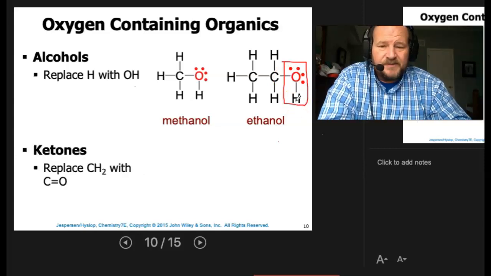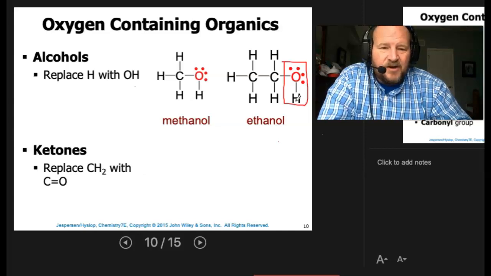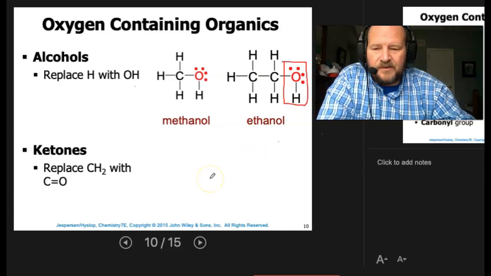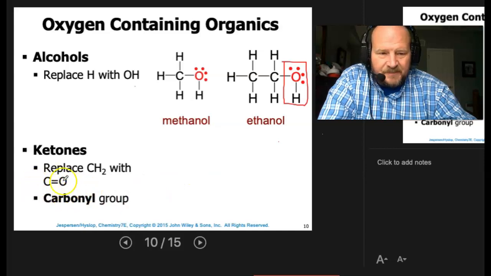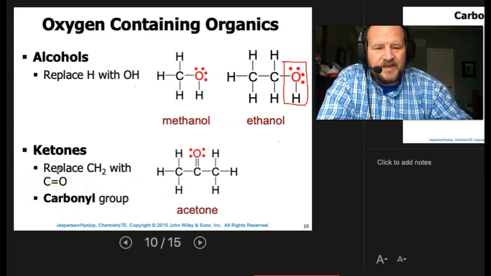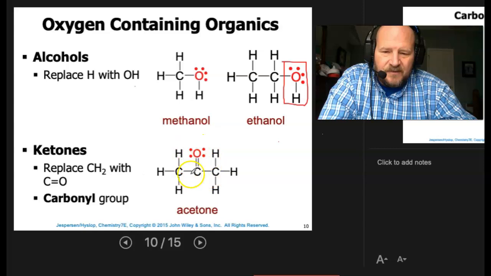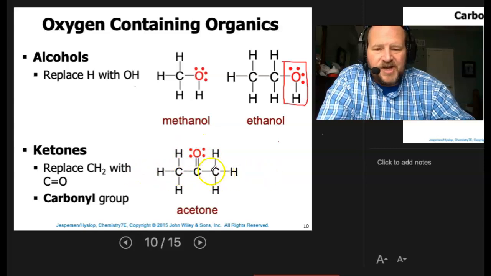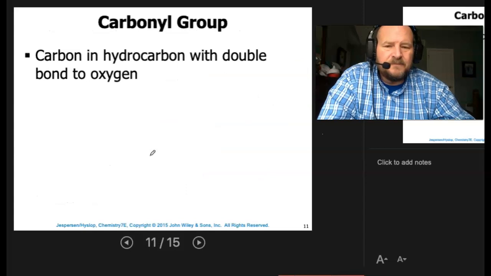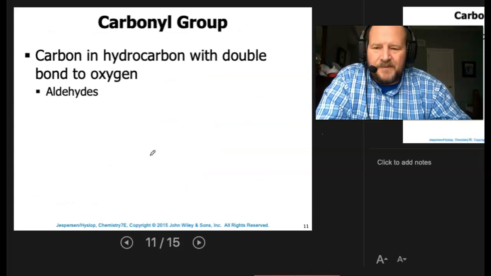We have ketones. Ketones means we're going to have a carbonyl group. Okay, so the carbonyl group is the C double bond O. And so a ketone is going to be that carbonyl group along the carbon chain where we have the carbon chain continuing. So the carbon chain is going this way and this way. Now, a carbon and a hydrocarbon with a double bond to oxygen.